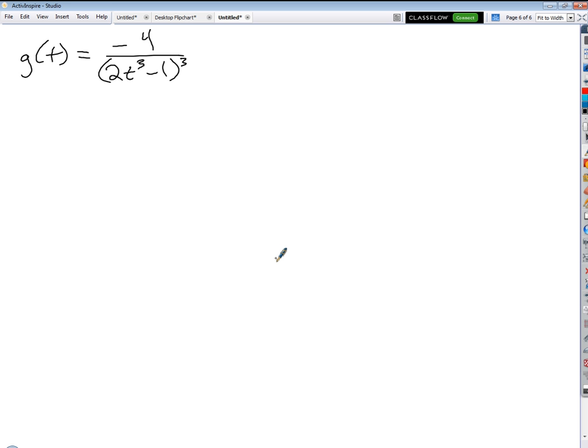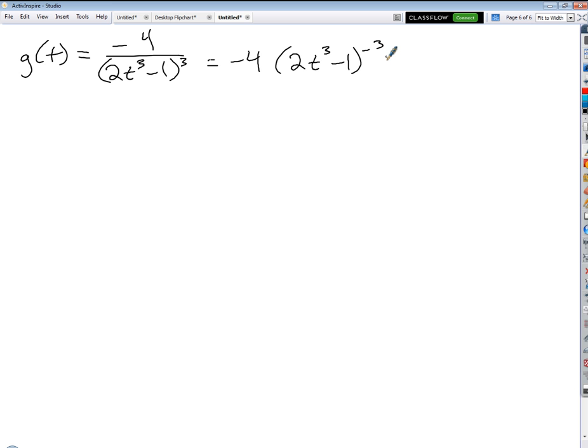Yeah, good. So I could rewrite this denominator with a -3 power, right? So I could rewrite this as -4 times the quantity 2t cubed minus 1 to the -3, and now it's just a chain rule problem, right? The -4, what do I do with that? Leave it out front, right? It's just a constant. I don't do anything. Exactly.